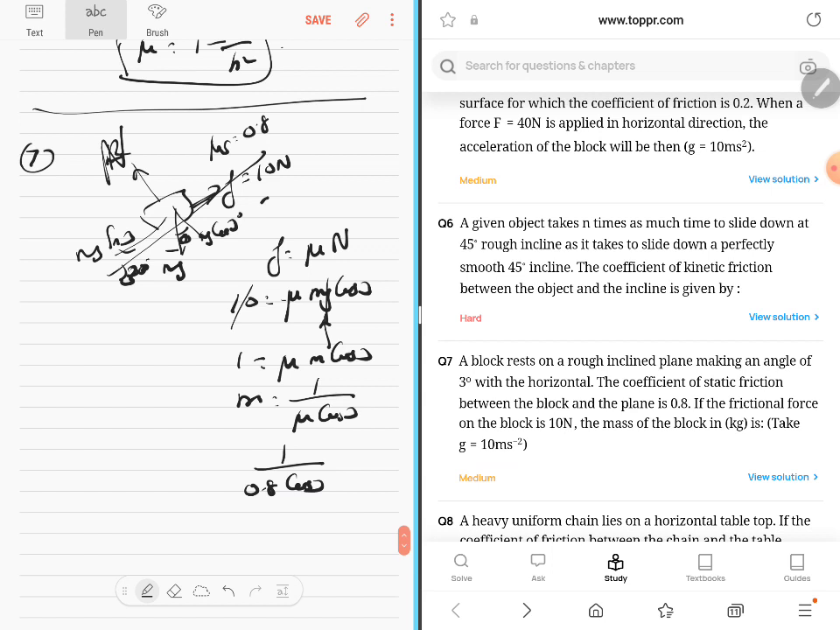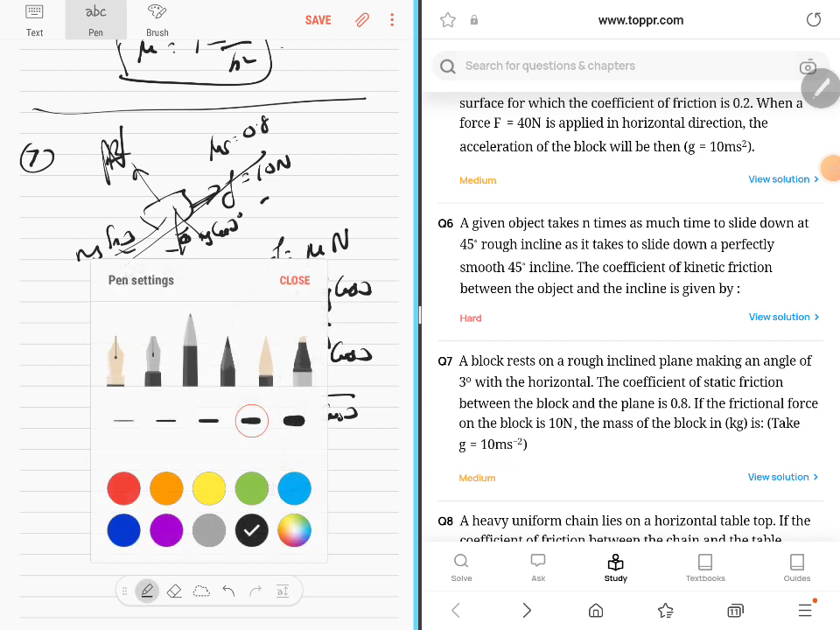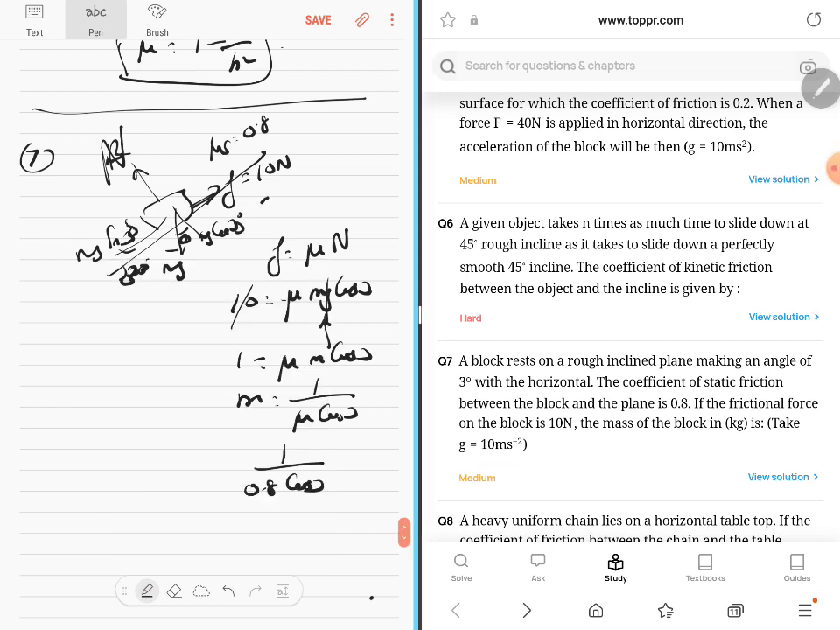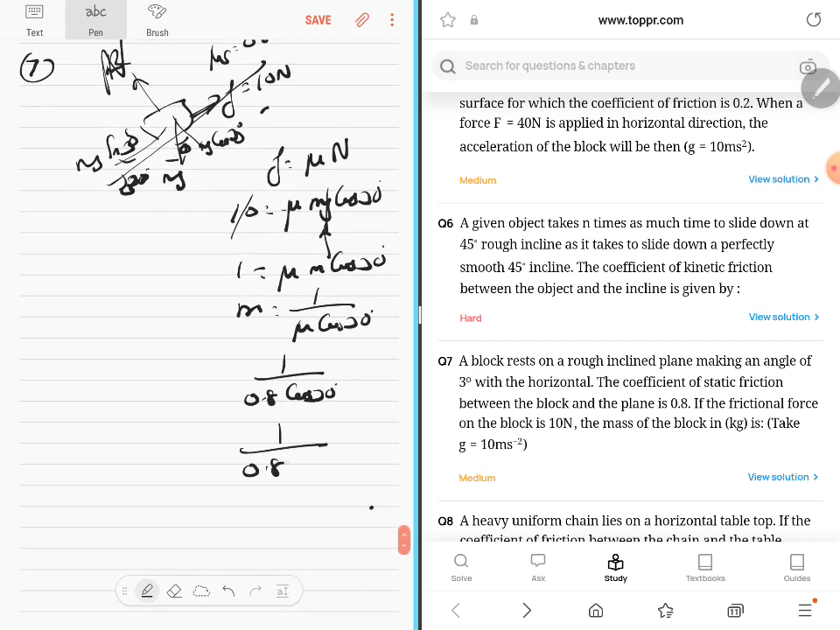Do you know the value of cos 3? So how do I find this? Again, the question has a mistake. It's not 3 degree, it's 30 degree. It's given as 3 degree in the 7th sum, it's actually 30 degree. So that solves the problem. So then you can write 30 degree here. And cos 30 degree is nothing but, so 1 by 0.8, cos 30 is root 3 by 2. So this is 0.4. So 1 by 0.4 into 1.732, and I will get the mass directly.